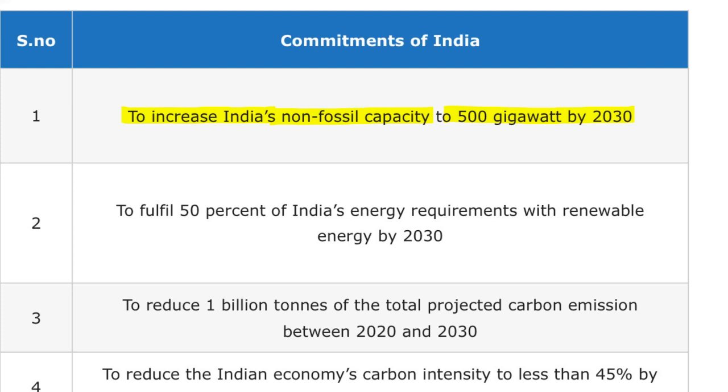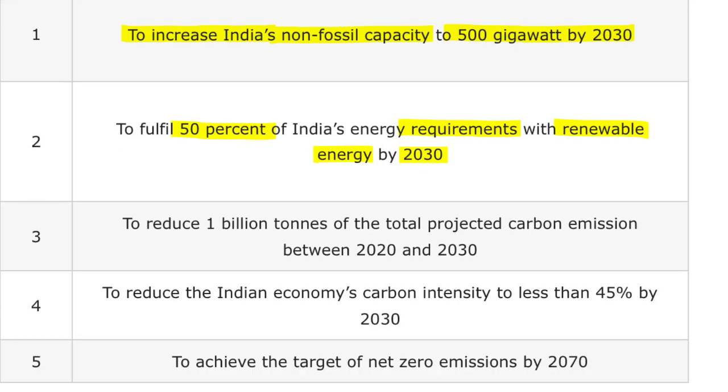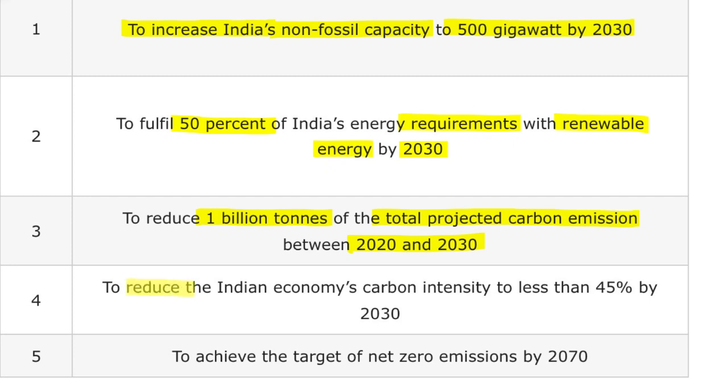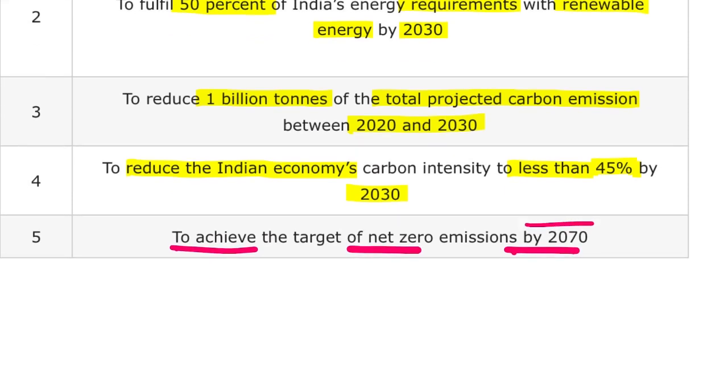It is 500 gigawatt. Second is to fulfill 50% of India's energy requirement with renewable energy by what year? By the year 2030. Third, it is to reduce 1 billion tons of the total projected carbon emissions between 2020 to 2030. Fourth is to reduce India's economy's carbon intensity to less than 45% by the year 2030, as you can see here. And the fifth one is to achieve the target of net zero emissions by the year 2070.